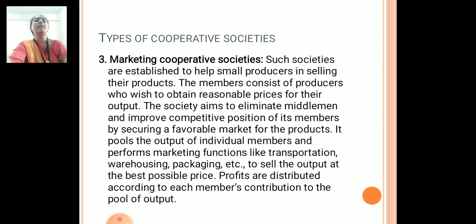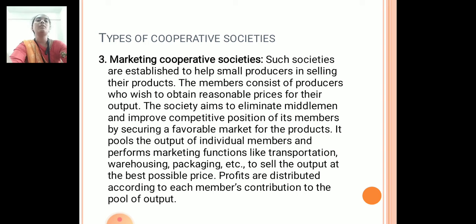They form a unity, and this society will help to sell their products to the real consumers or real buyers. So the society aims to eliminate the middlemen and improve the competitive position of its members by securing a favorable market for their products. Favorable market for their product means they should get the actual price for their product, which is favorable. If the price is favorable, if the condition of the market is favorable to the members, then it is said to be a favorable market condition.